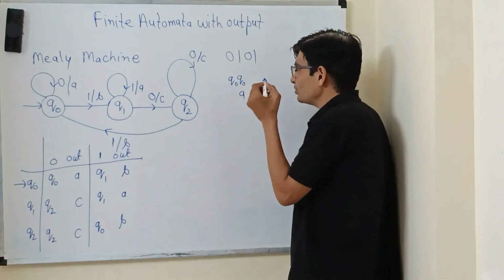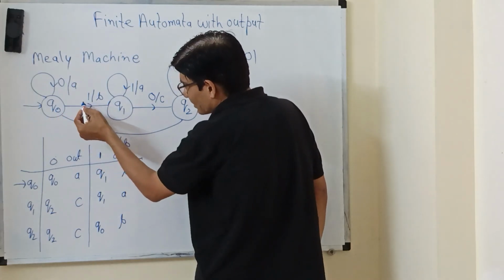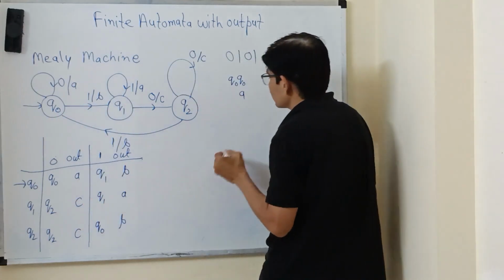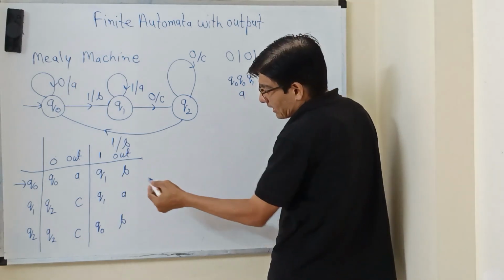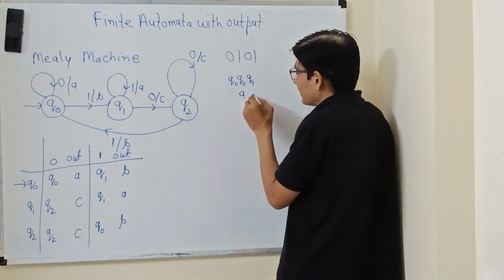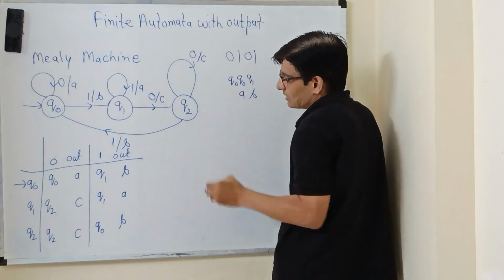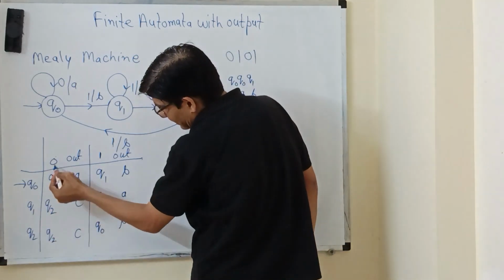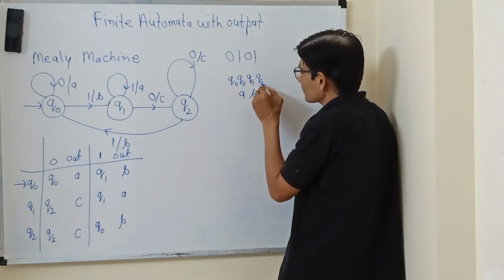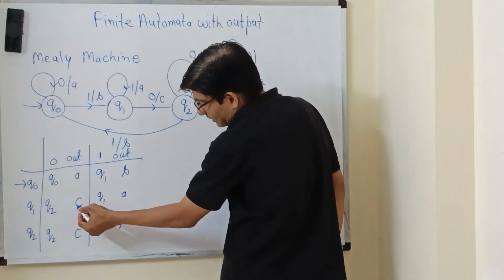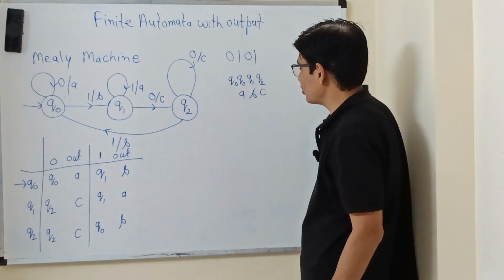Now we are on Q0 and we are reading 1. So we move to Q1, and the output is B. Now we are on Q1 and we are reading 0. On Q1, if we are getting 0, we move to Q2, and the output with this transition is C. That is generated as output.